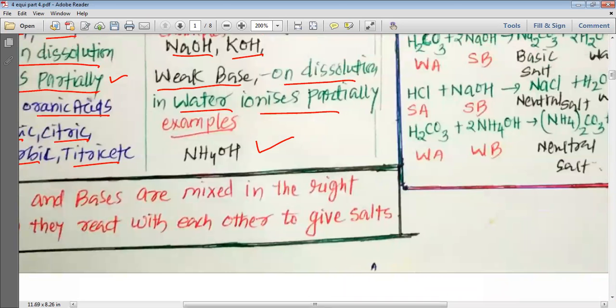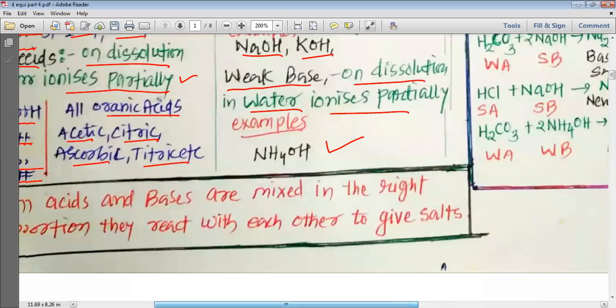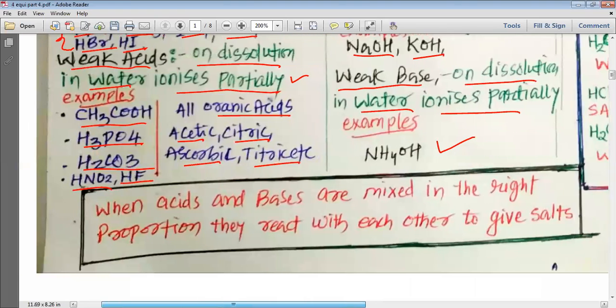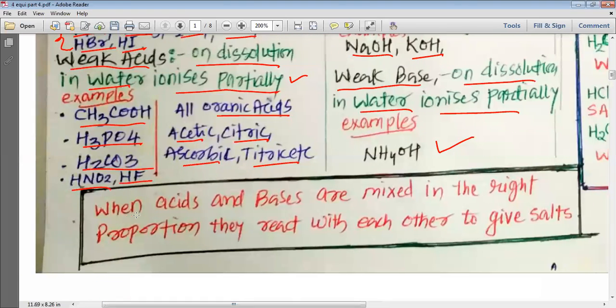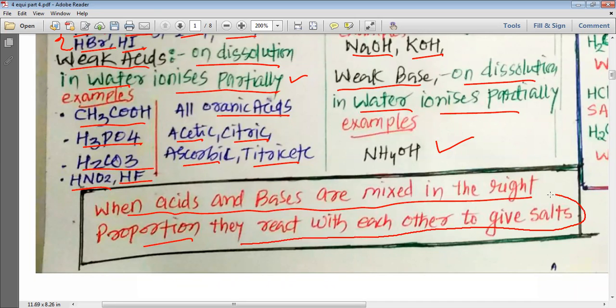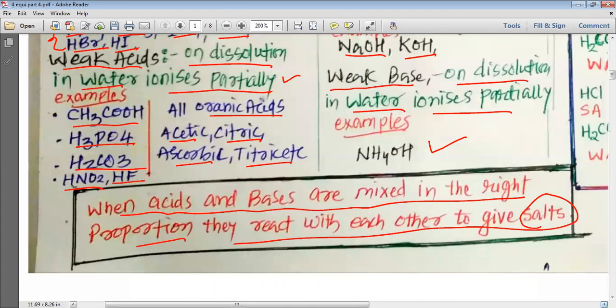Now let's move and understand something else. Let us read what is written here. When acids and bases are mixed in the right proportion, they react with each other to give salts. That is what we have even studied in the 10th standard. Acids and bases react with each other and produce salt. So now let us study about the salts.